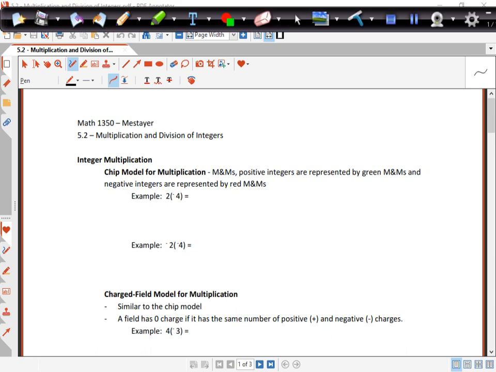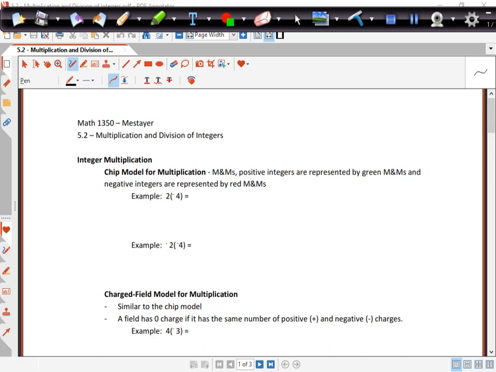Section 5.2, multiplication and division of integers. So we're going to start with integer multiplication, and we're going to look at the chip model. When you're doing multiplication, you're going to write out in words what is written there. You need to keep it in the same order.